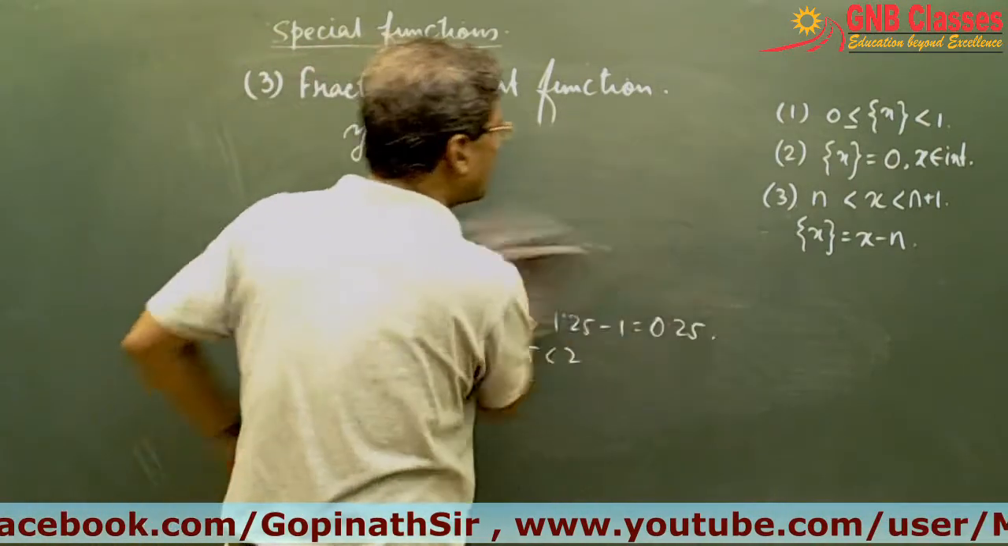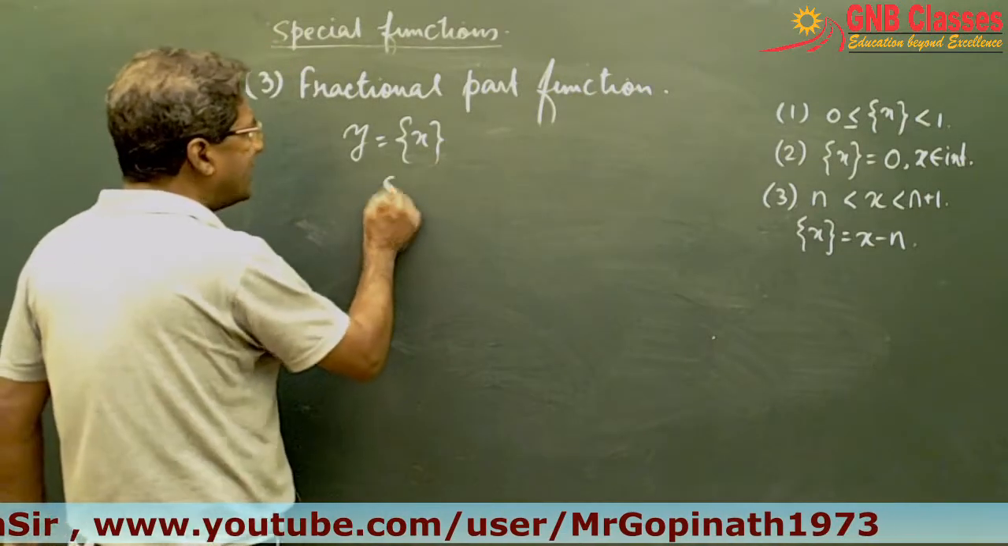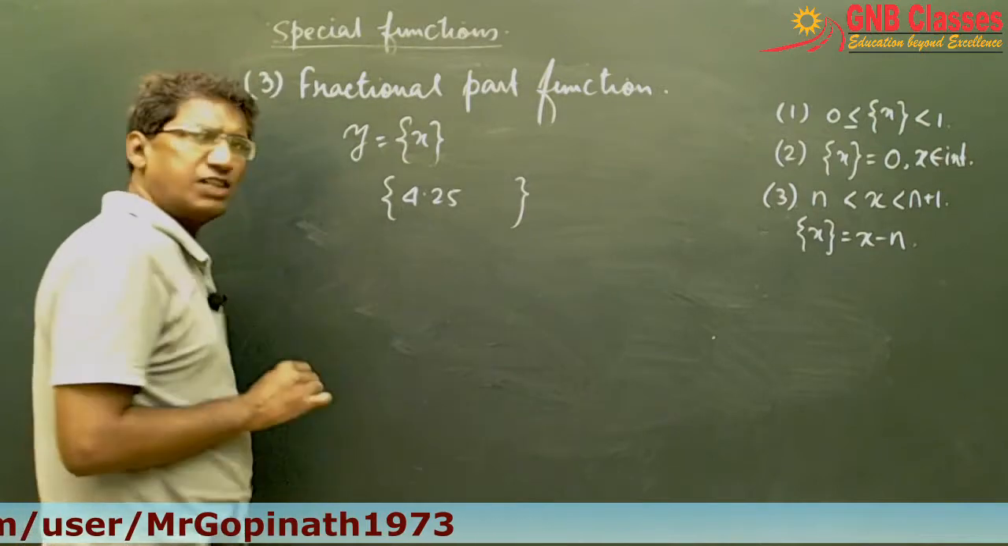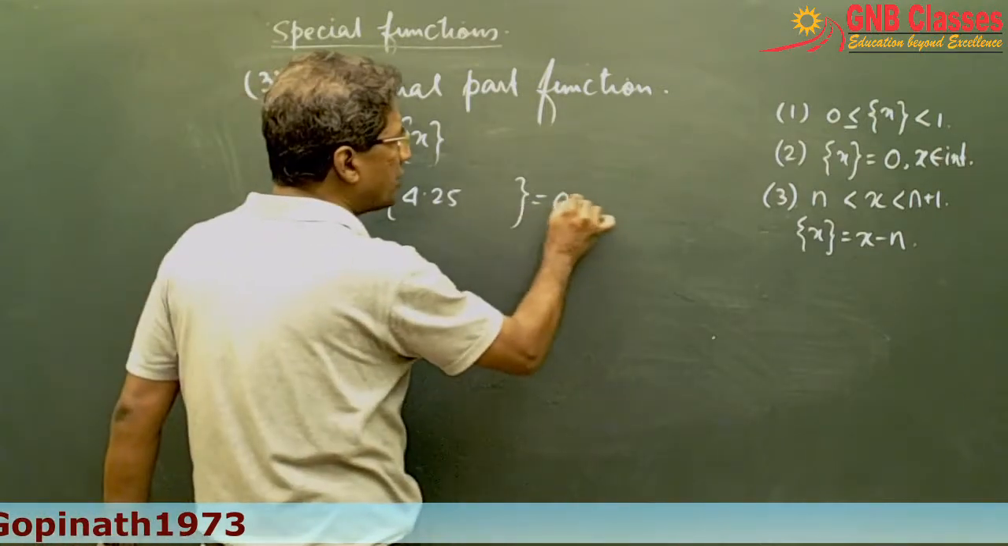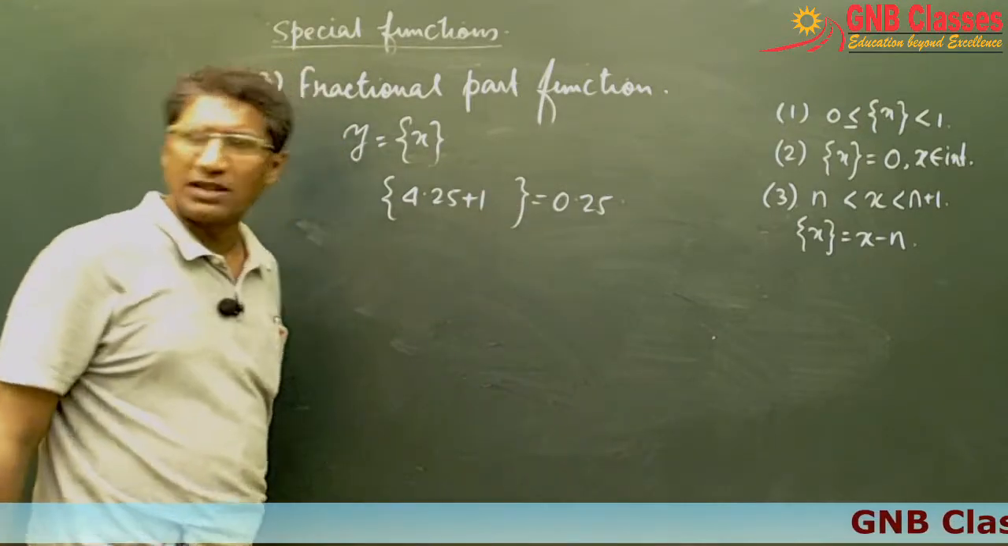Okay. So this is the third formula that we have established. Anything more? Let us say 4.25. Just now we have considered this. What is the fractional part of this? Your answer is 0.25. Think about it. If I add 1 over here, what will be your answer?